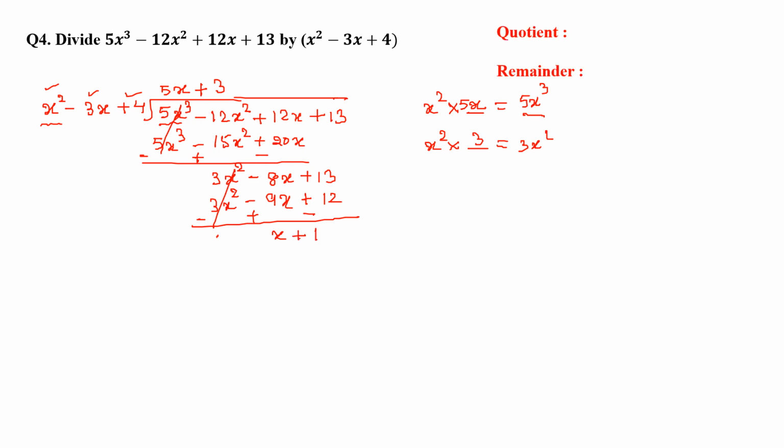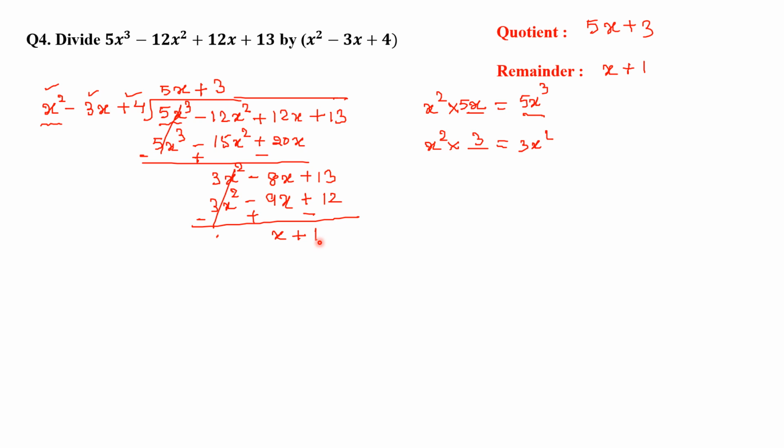So here I can see my quotient is 5x plus 3 and my remainder is x plus 1. And if you see in the remainder, it is a polynomial whose degree is less than that of the divisor. In the divisor the highest degree is 2 and here it is 1. So it means now I have to stop. This is my remainder. So this is the fourth question.